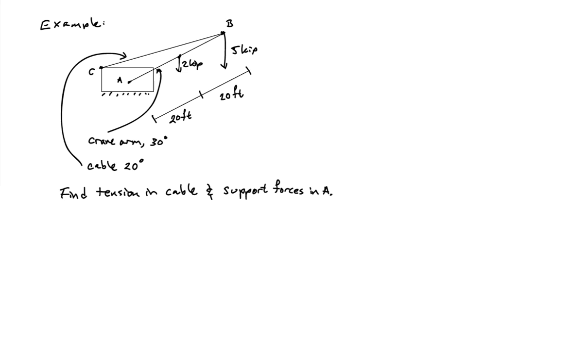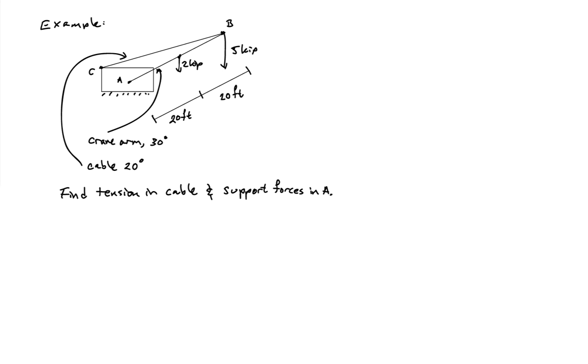In this example, I'd like to analyze a simple crane system. So I have a crane arm that goes from A to B, and then there's a cable that goes from B to C, and that goes out to the tip of the crane. The crane is supporting a load of 5 kips at B, and midway along the crane arm there's also a load of 2 kips. Okay, and the crane arm is at an angle of 30 degrees and the cable is at an angle of 20 degrees, both with respect to the horizontal.